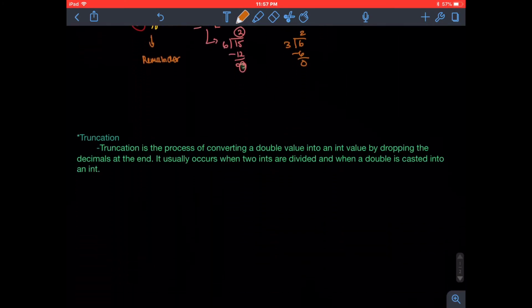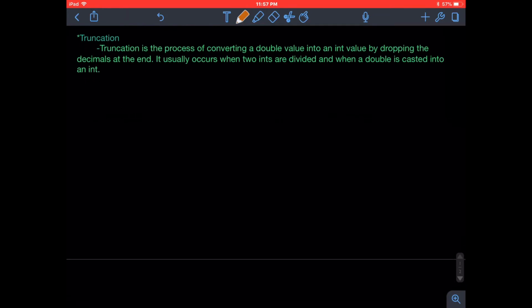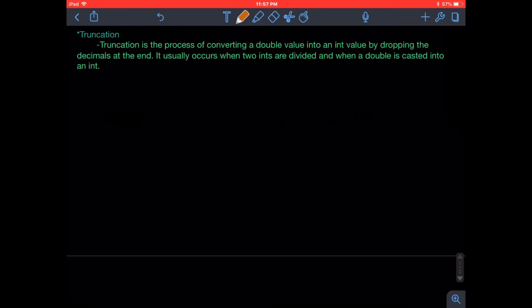Now let's look at an important concept known as truncation. Truncation is the process of converting a double value into an int value by simply dropping the decimal places that come after the whole number value. And it usually occurs when we divide two integer values together or when we cast a double into an int.